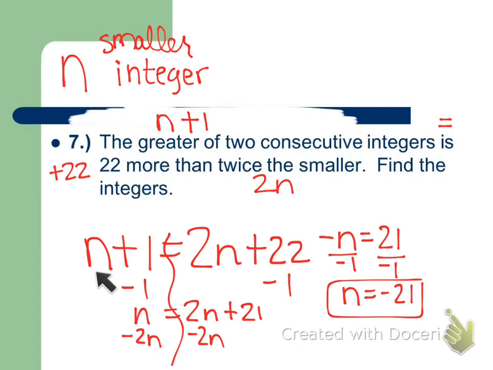If you had moved the n in the beginning instead, then your answer would have been positive. You would have had a positive n. You wouldn't have had to divide off the negative. But it's okay as long as you show your work and I can see how you're getting your answer.